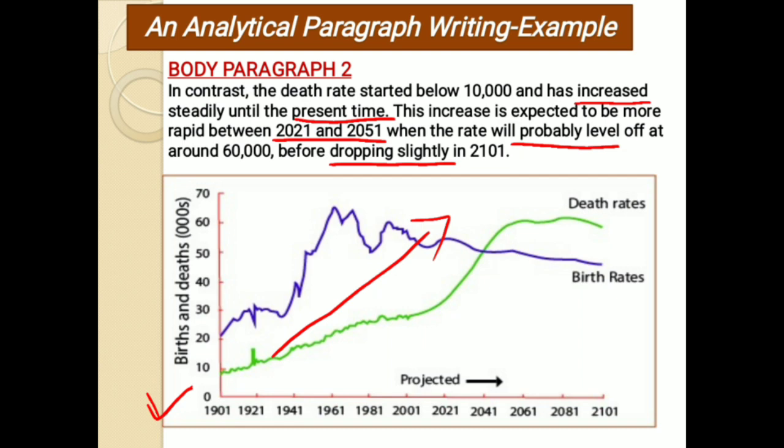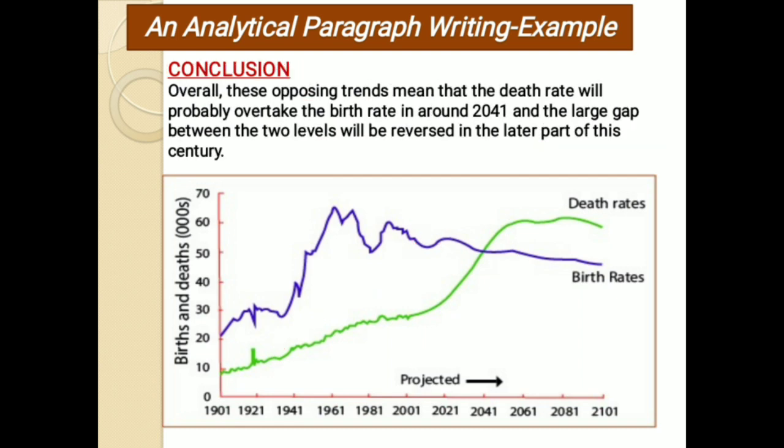Fine, students? Now it's time to conclude whatever we have stated. We have compared the birth and the death rate, how it kept on increasing and how it started decreasing, right? So overall, the conclusion is going to be: these opposing trends mean that the death rate will probably overtake the birth rate in around 2041, and the large gap between the two levels will be reversed in the later part of this century.